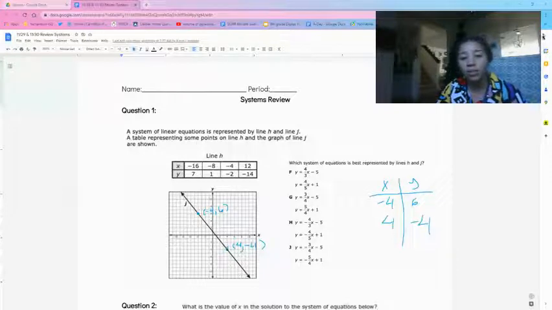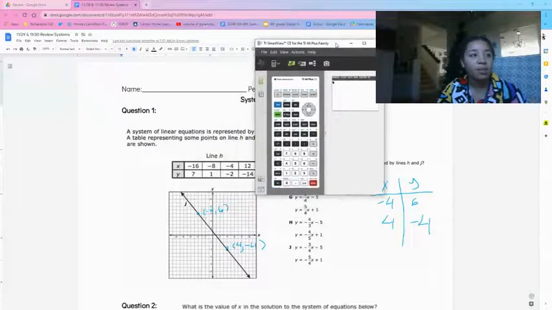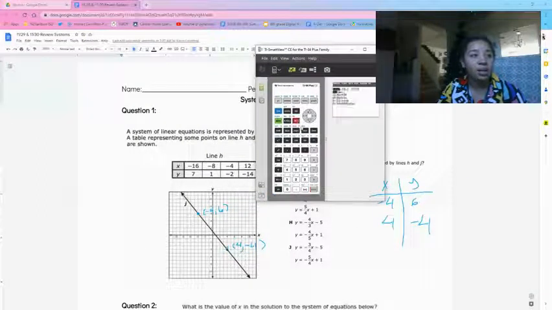Now that I have that, you can put this in stat edit. If you want to find slope by hand, that's fine. I'm going to put this in stat edit. So I'm going to do stat, enter. I'm going to do -4, enter, 4, enter. Then I'm going to go across. I'm going to put 6, enter, and then -4, enter. After that, you're going to do stat, calc, 4, enter, enter, enter. And then we have our equation here.